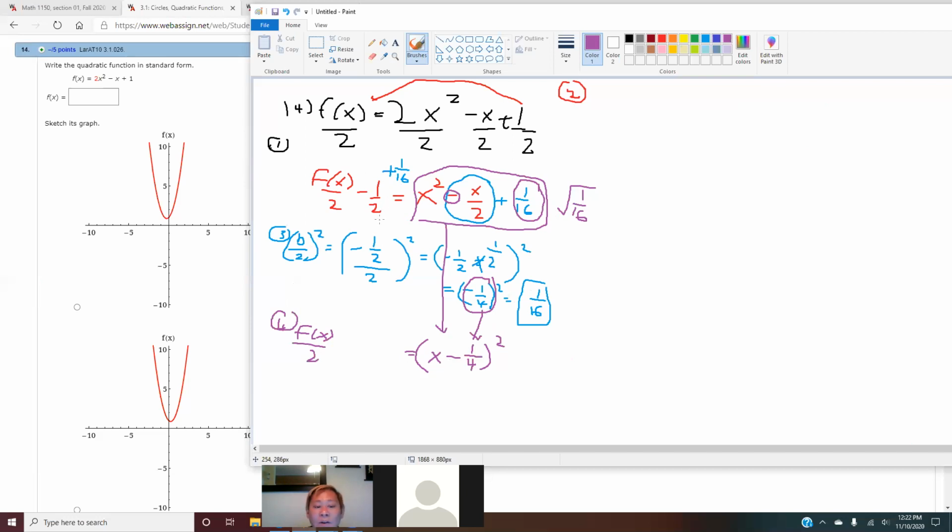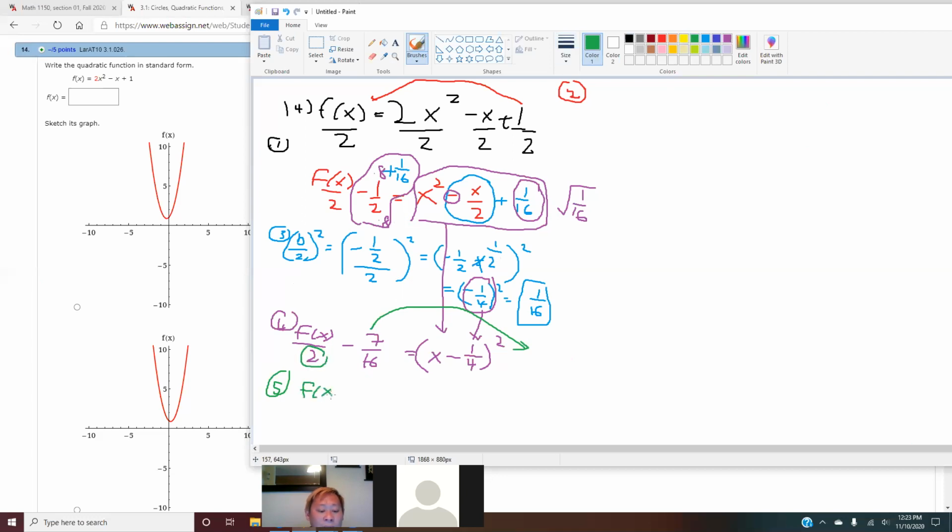So 16 is an LCD, so I'm going to multiply this by 8 to become 16. So this is going to be negative 7 over 16. So I combine these two terms together: negative 8 plus 1 is negative 7 over 16. And the final step you have to do in this case is solve for f of x. So in order for us to solve for f of x, you just need to move this negative 7 over 16 over. And then after that, you multiply by 2.